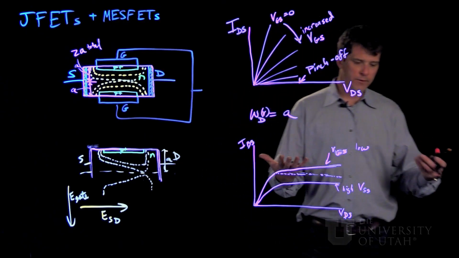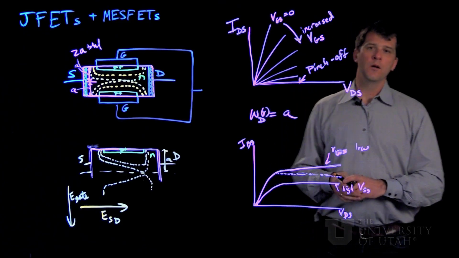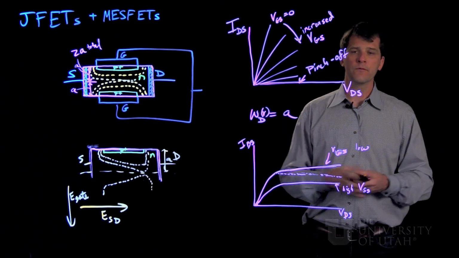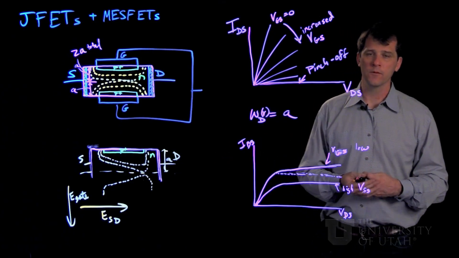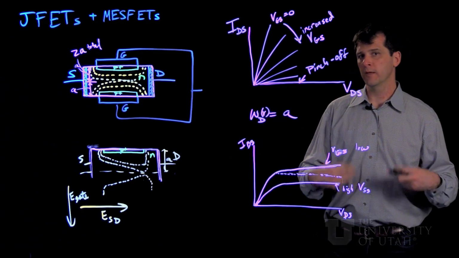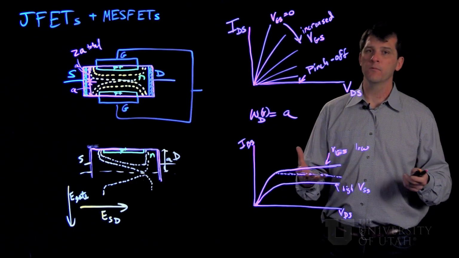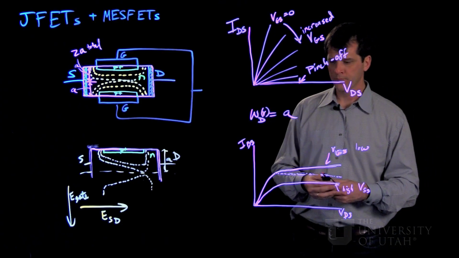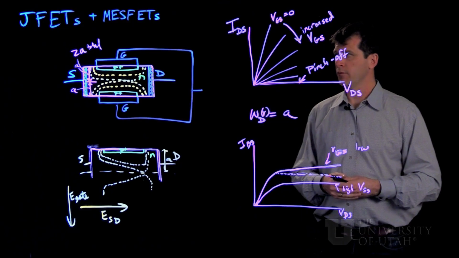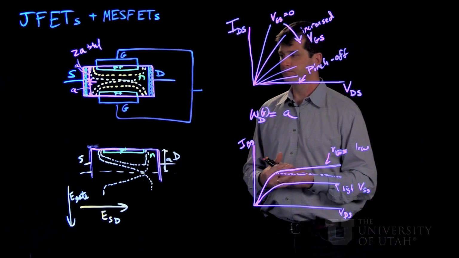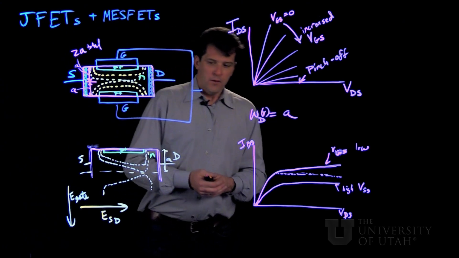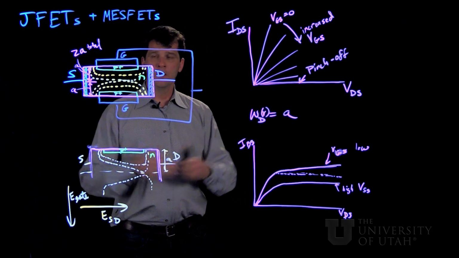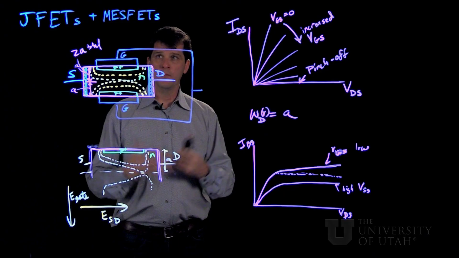So phenomenologically, the current versus voltage curves for the JFET look almost the same as those for the MOSFET. We spent a lot of time in detail talking about MOSFETs, and many of the same characteristics happen for the JFETs also, so we won't go into them in as much depth. Now, what's different about the MESFET?